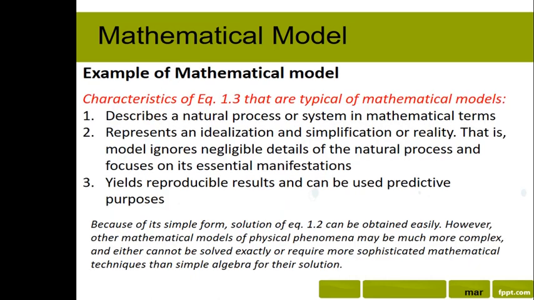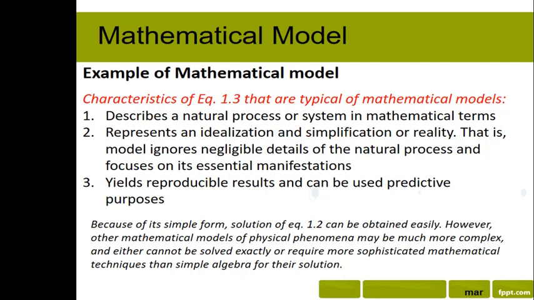So this model has some characteristics that are typical of a mathematical models of the physical world. Number one, it describes a natural process or system in mathematical terms. And two, it represents an idealization and simplification of reality. So that its model ignores negligible details of the natural process and focuses on its essential manifestations. And three, it yields reproducible results that can be used for predictive purposes. Example, if you know the force and the mass of the object, so you can compute its acceleration.